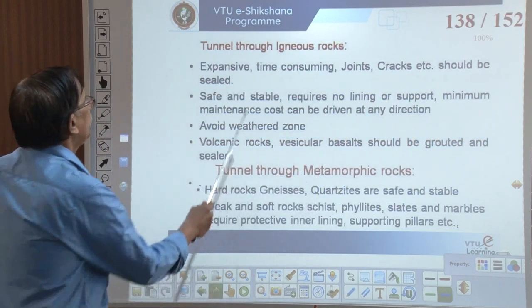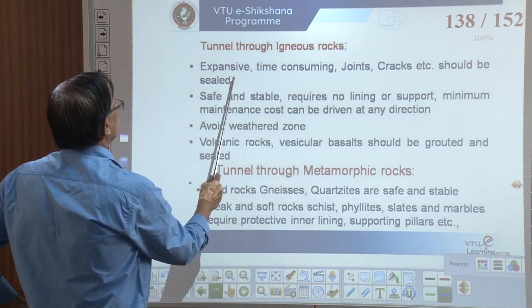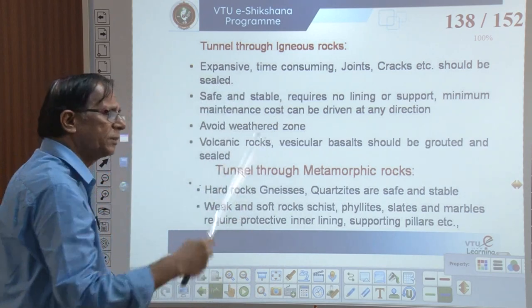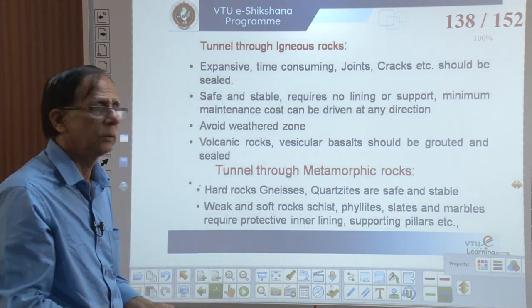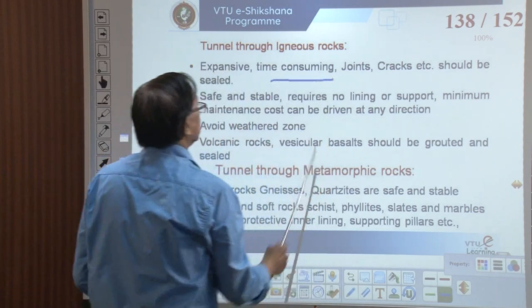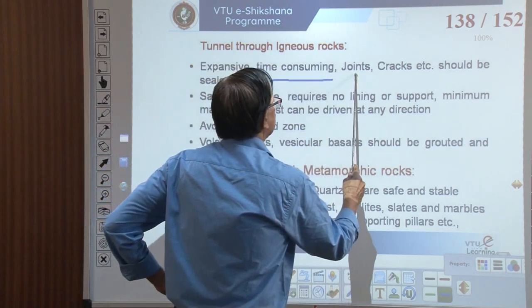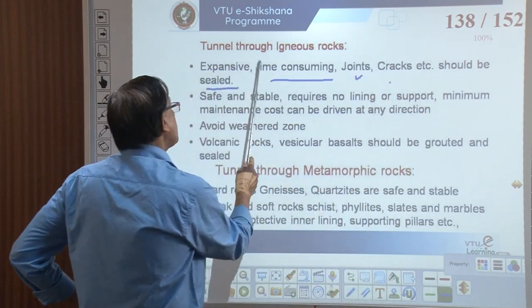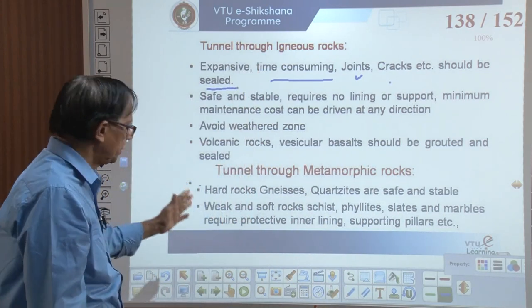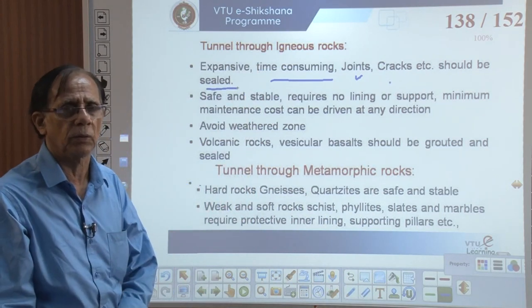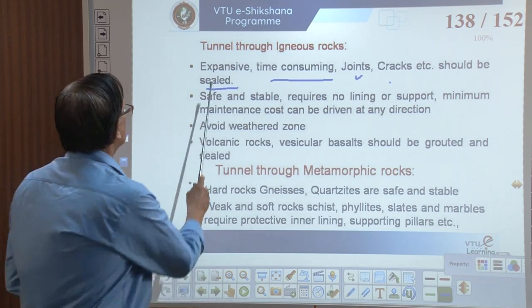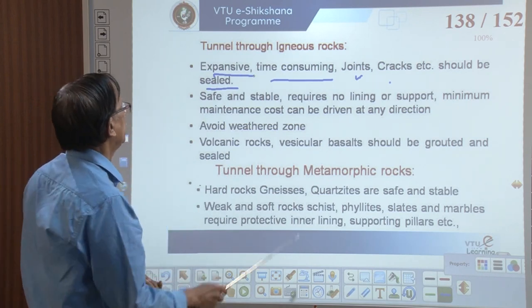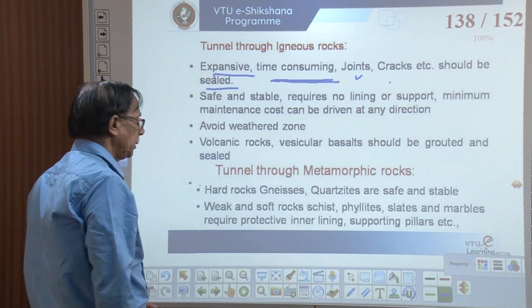Now, tunneling through igneous rocks. The cost of excavation is high because it is very hard rock. It is time consuming. If joints and cracks are present, they should be sealed. In plutonic or many igneous rocks, we have some problems of excavation, then blasting, all those things are required. It is a time consuming construction.